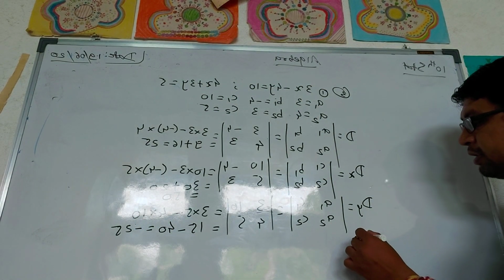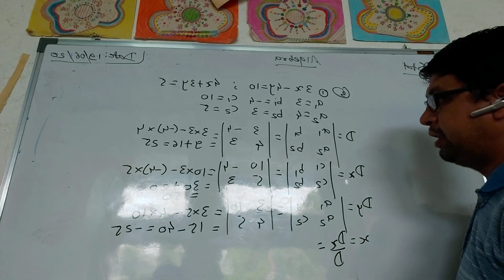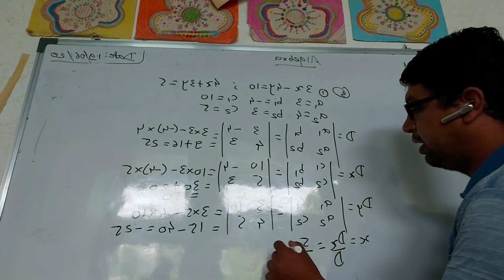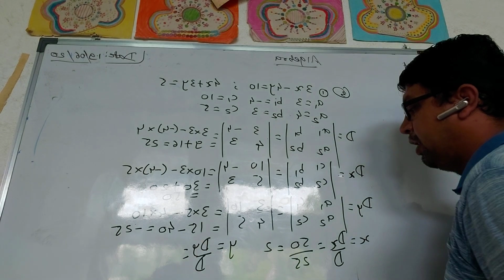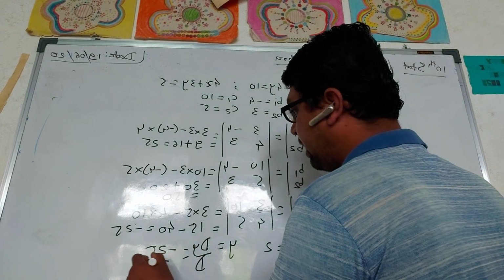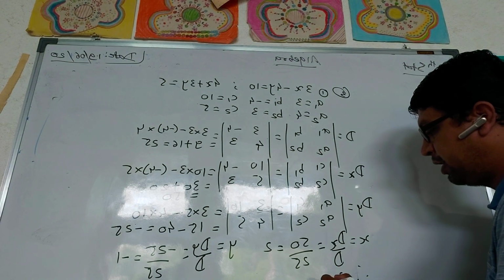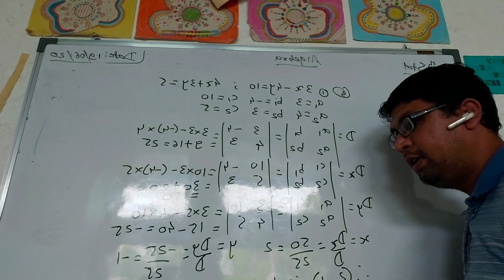Put the value of x is Dx by D. Dx is 50 here and D is 25. You will get the value 2. y is equal to Dy by D. Dy is minus 25 and D is 25. You will get minus 1. Therefore 2 comma minus 1 is the solution of the given equations.